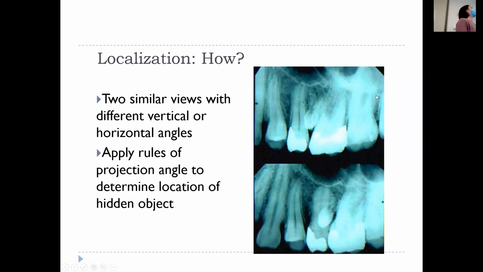I'm just going to go through these slides methodically because it's a little bit hard to wrap your brain around. If you have two similar images at different vertical or horizontal angulations, and you apply this rule of projection, you're hopefully going to be able to determine where the object is. In this film, we're noticing there's a radiolucent thing here. It looks like a little supernumerary tooth, and you can see it here. We're going to look at these two films and try to determine if it's more buccal or more lingual. That's what it means to take two different films and compare them based on the change in your vertical or horizontal angulation.